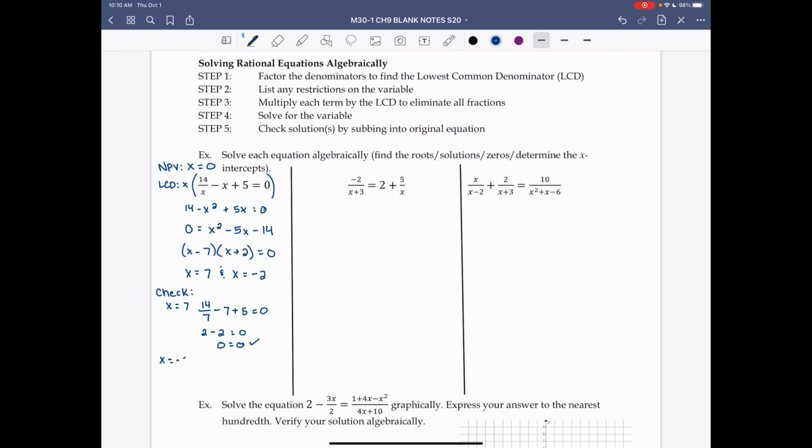x equals negative 2. 14 divided by negative 2 minus negative 2 plus 5 equals 0. 14 divided by negative 2 is negative 7. And then we have plus 2 plus 5, so plus 7 equals 0. 0 equals 0. So that is true as well. So our solutions are x equals 7 and x equals negative 2.